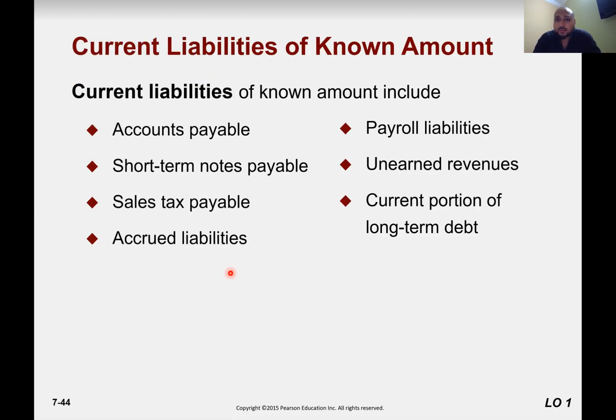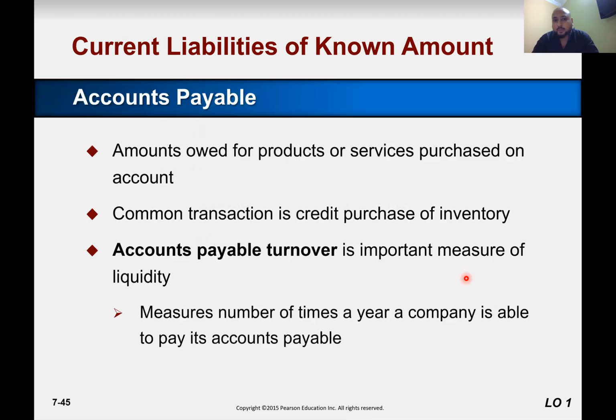So current liabilities with known amounts include payroll liabilities, accounts payable, short-term notes payable, sales tax payable, accrued liabilities, unearned revenues, and current portion of long-term debt. I'm not going to explain those because we have already explained all these accounts. What is unearned revenue? What are accrued liabilities, right? So just to talk about their treatment. First of all, accounts payable, how we are going to treat them.